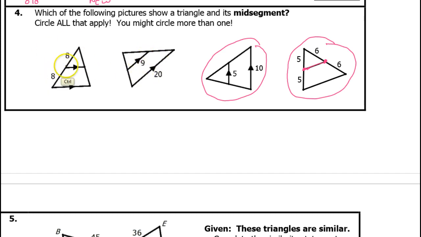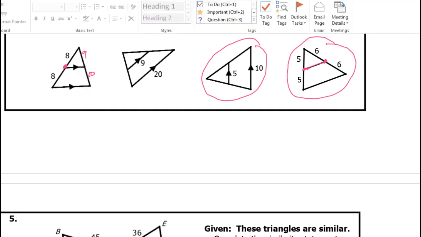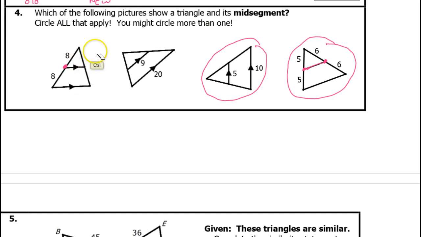Now, this last one is the one that's the trickiest because they do give you the 8 and the 8. So that lets you know that this is definitely a midpoint. So it's looking good so far. But they don't give you any lengths over here. So you might have been thinking, well, we don't know that these are the same. These could be anything. You know, this could be 9 and this could be 10. We don't know. So therefore, you might have said that this was not a midsegment.